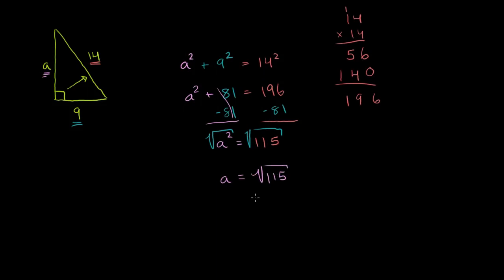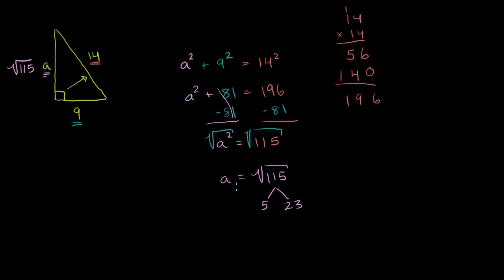And let's see if we can break down 115 any further. It's clearly divisible by 5. If you factor it out, it's 5, and then 5 goes into 115 23 times. Both of these are prime numbers, so we're done. You actually can't factor this anymore. So a is just going to be equal to the square root of 115.